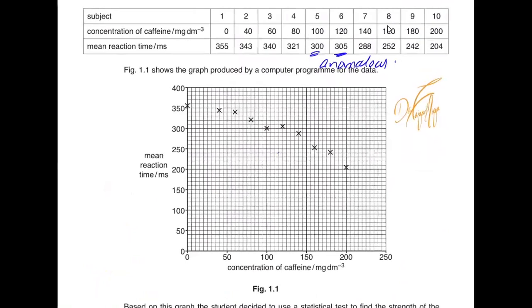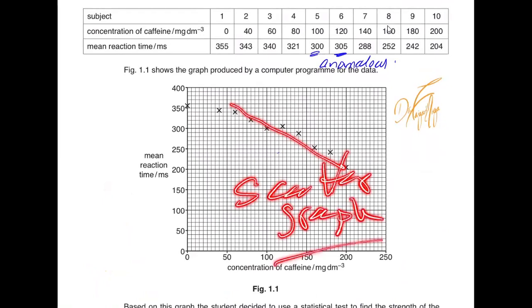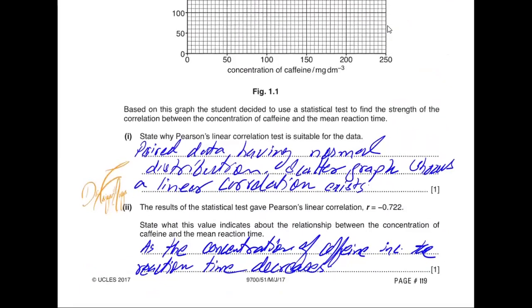How do you know this is a linear correlation? Because you can make the judgment by eye. The scatter graph shows you that yes, the negative correlation exists. So this is what they're asking: state why Pearson linear correlation is suitable for this data, because paired data is there, which has a normal distribution. The scatter graph shows a linear correlation exists, and you get a mark there.